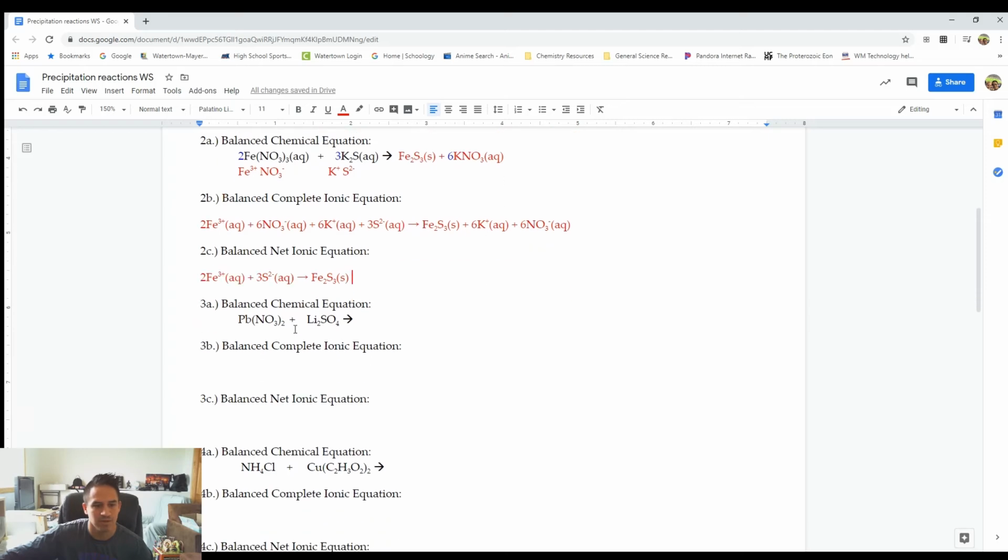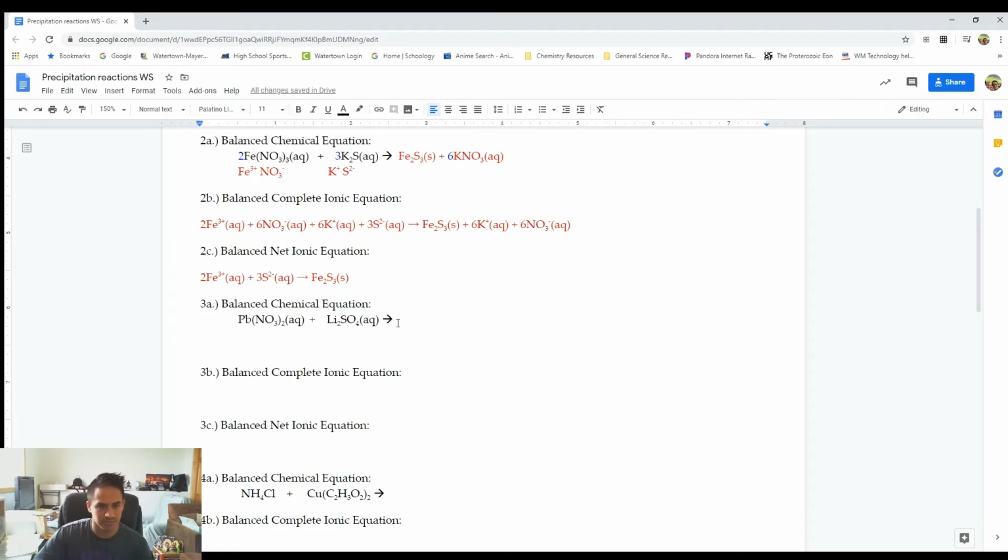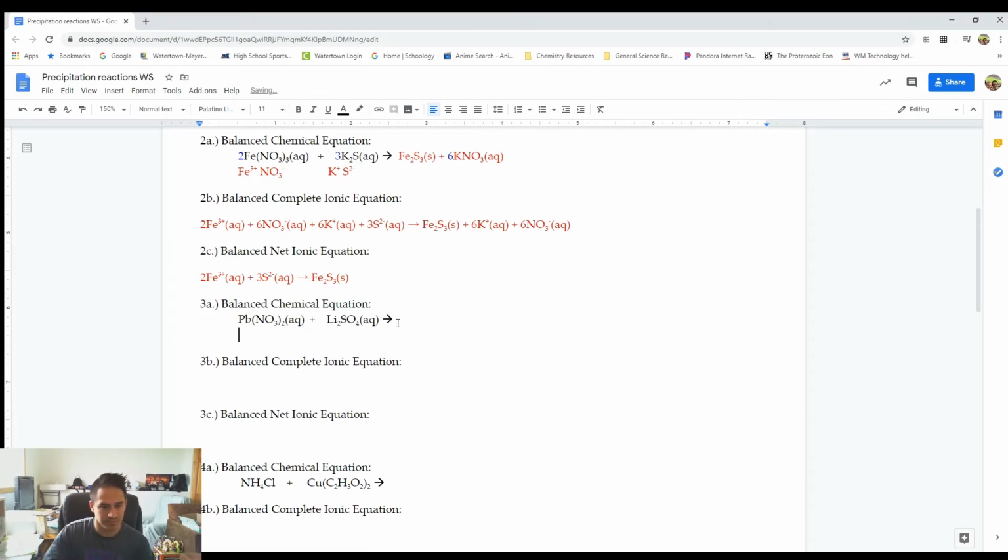Okay? All right. Moving on to number 3. That's aqueous, and this is aqueous. All right. So we have here lead(II) nitrate. Okay, this is Pb2+ with NO3-. And we have lithium sulfate. This is Li+ with SO4 2-. This is going to be double replacement. So the lead(II) is going to bond with the sulfate. So we'll get PbSO4. And the lithium will bond with the nitrate.